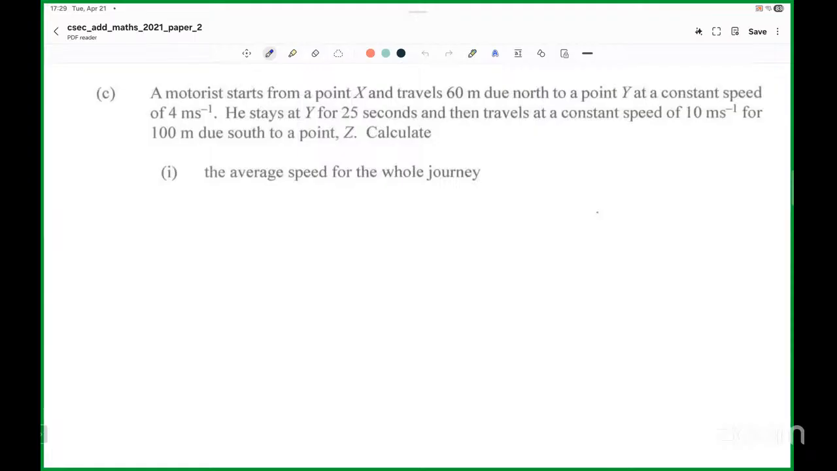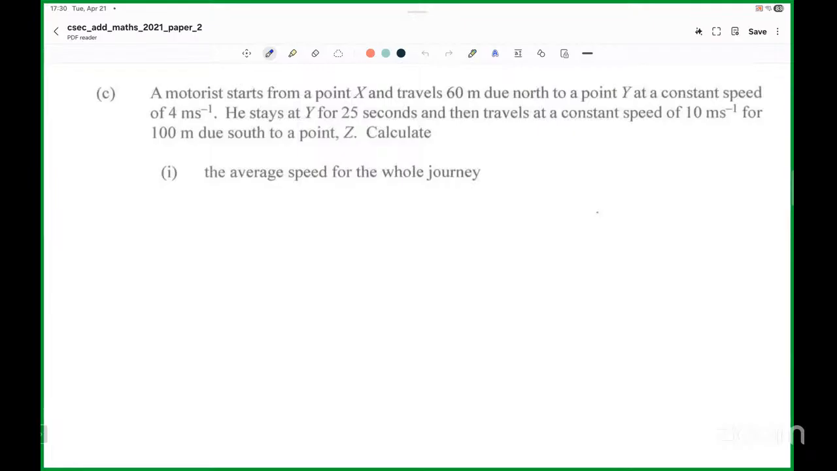So he's traveling in a straight line. I'm going north first, and then I'm going south, so that's motion in a straight line. Calculate the average speed for the whole journey. To get the average speed for the whole journey, we need the total distance divided by the total time.